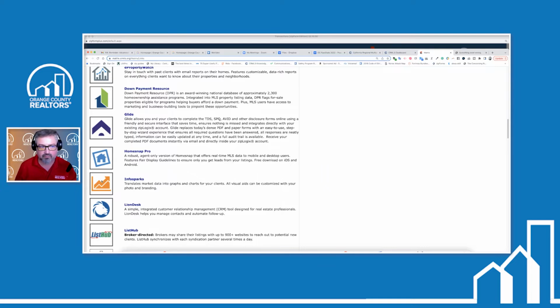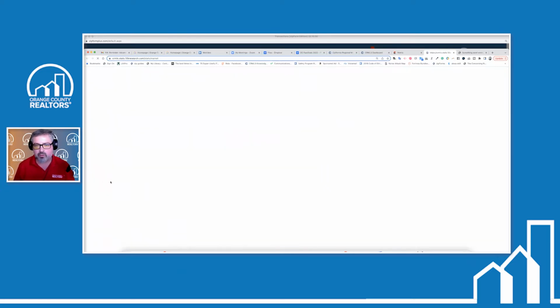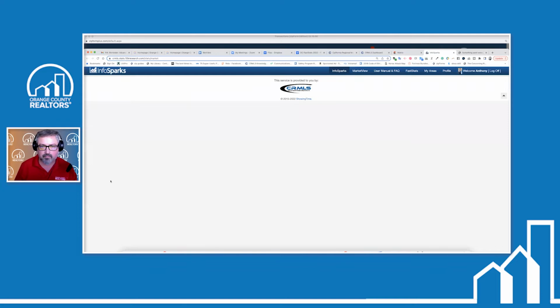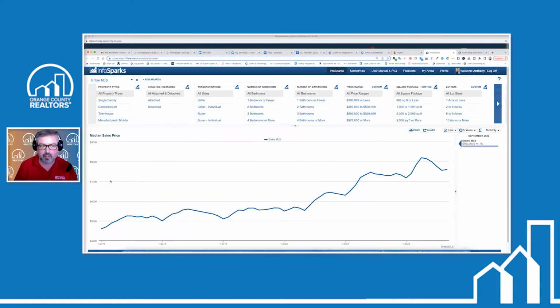Now, when you click on InfoSparks, a nice window is going to open up, and we're going to immediately see some information. First thing that we're going to see here at the top left corner is that we're looking at the entire MLS database under all property types, attached and detached, all sides of the transaction, all bedrooms, bathrooms, all price ranges, this, that, and the other.